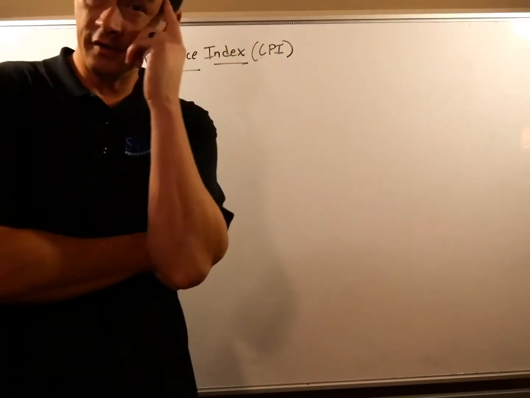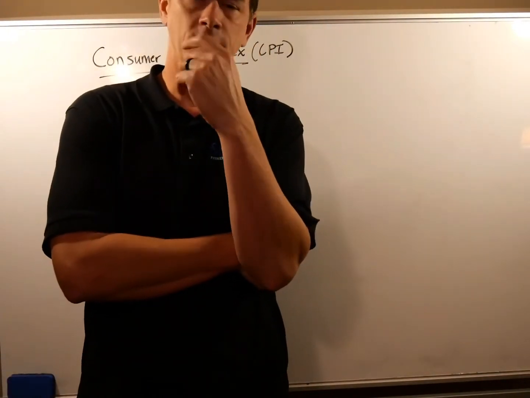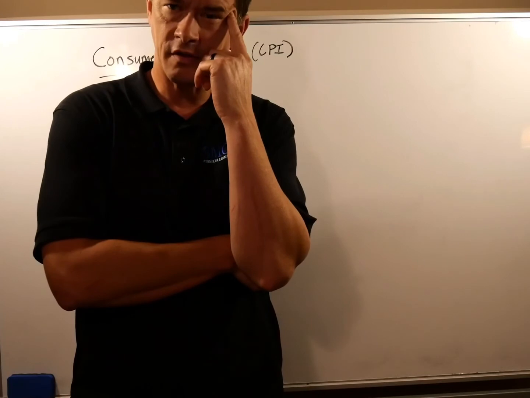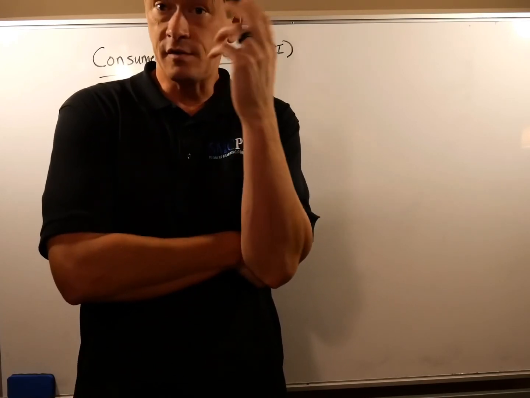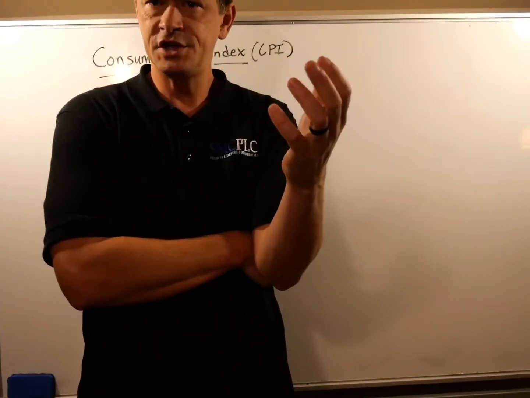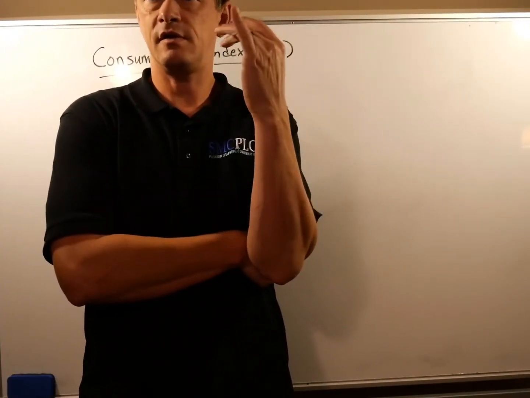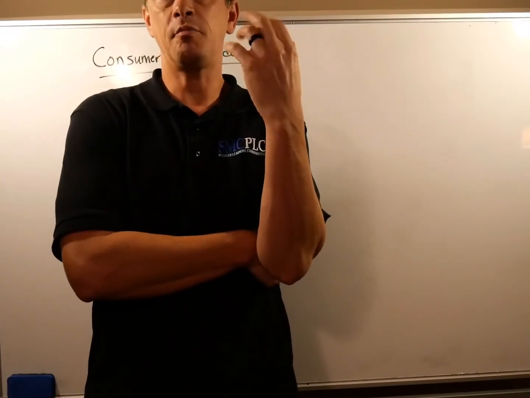Now, what do we typically see prices do? They typically go up over time because of inflation. And we've got a chapter coming where we're going to cover that thoroughly. That's the reasons why. But prices go up over time. That's called inflation.